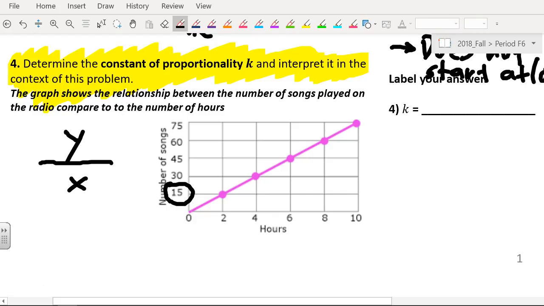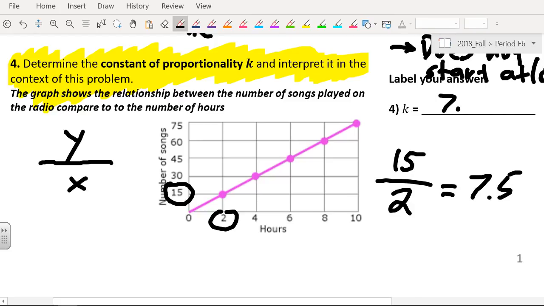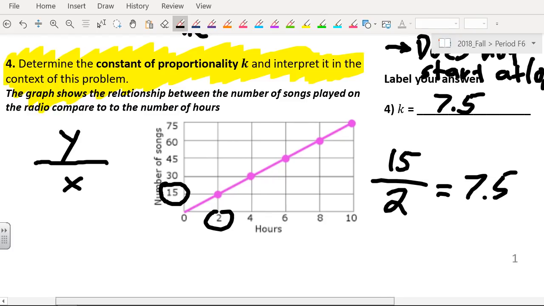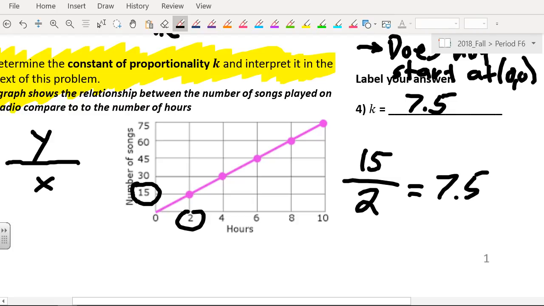Here we go. So he said 15 divided by 2. Do you guys agree? Yeah. I totally agree. What do we get? 7.5. 7 and 5/10. Yes. Now wait, we have to label it. So what does that stand for? Constant of proportionality. Right, but it means songs per hour. Good. So we have to label it. Songs per hour.